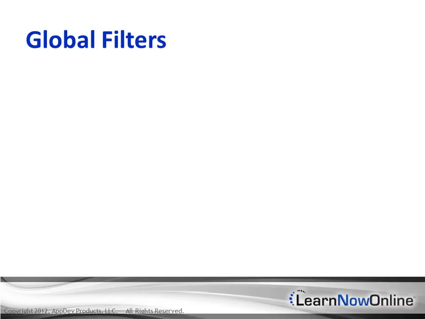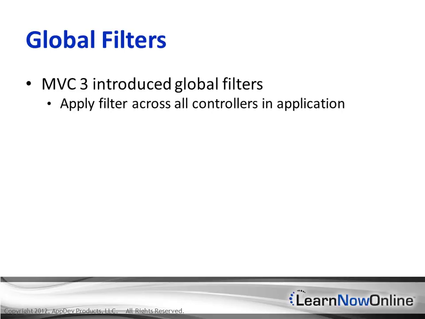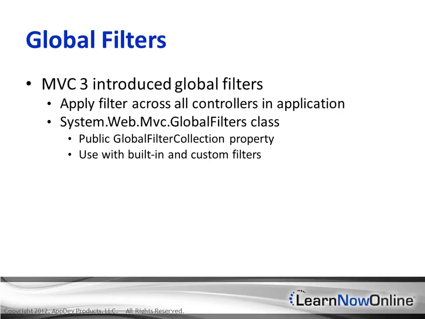The last of the filters we're going to talk about is global filters. Global filters were first introduced in MVC 3. These apply filters across all controllers in applications. Also, these are from the System.Web.Mvc.GlobalFilters class, which are public within the global filter collection property, and these are also built in with custom filters. You register these in the Global.asax, or if you're using a bundle config within there.